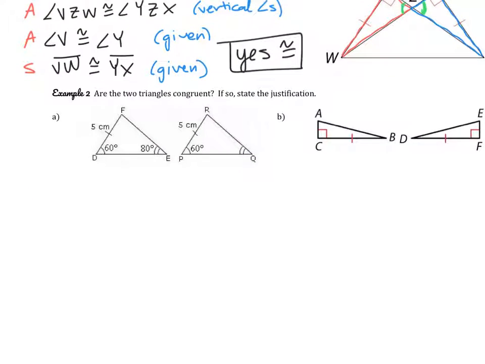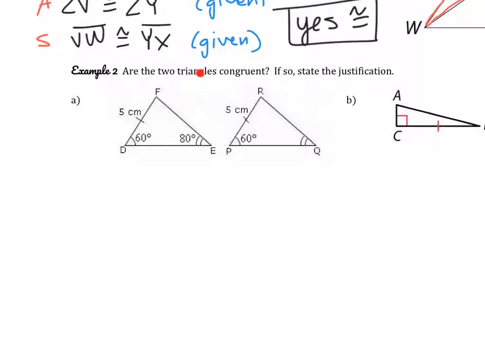Okay, let's look down at example 2. For part A, they ask, are the two triangles congruent? If so, state the justification. And we'll provide some extra information to be sure. So let's look at what we're given. We're told that we have 60 and 60. Although it doesn't list 80 here, I see a doubled arc, so that means that this is also 80. And then I see 5 and 5. So we can list it out like this.